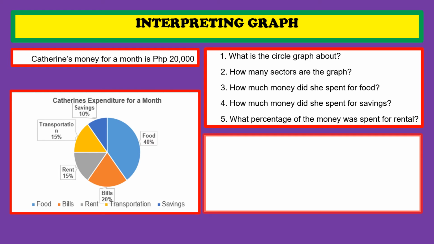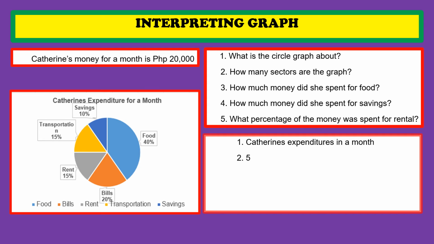Interpreting graph. So we have Catherine's money for a month is 20,000 pesos. What is the circle graph about? The circle graph is about Catherine's expenditure in a month. Number 2, how many sectors are in the graph? We have 5 sectors in the graph.